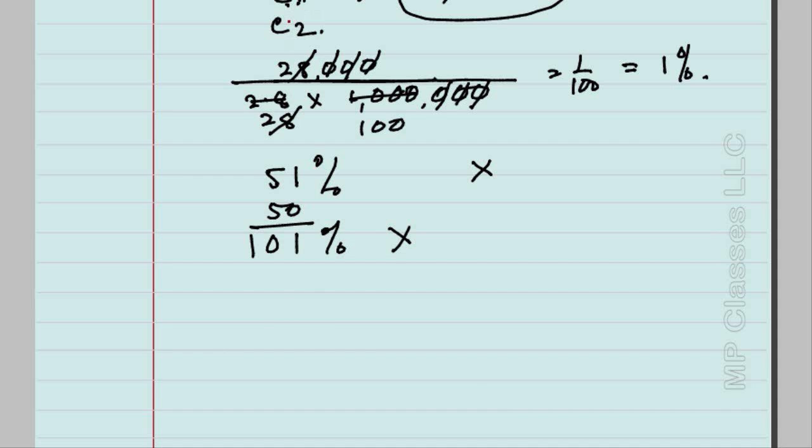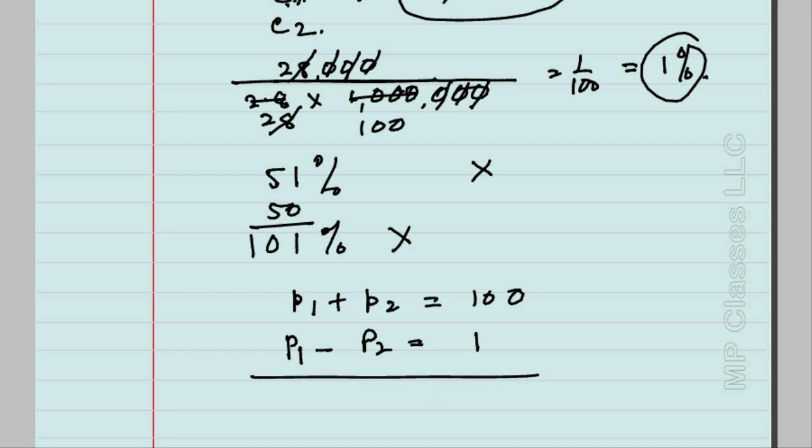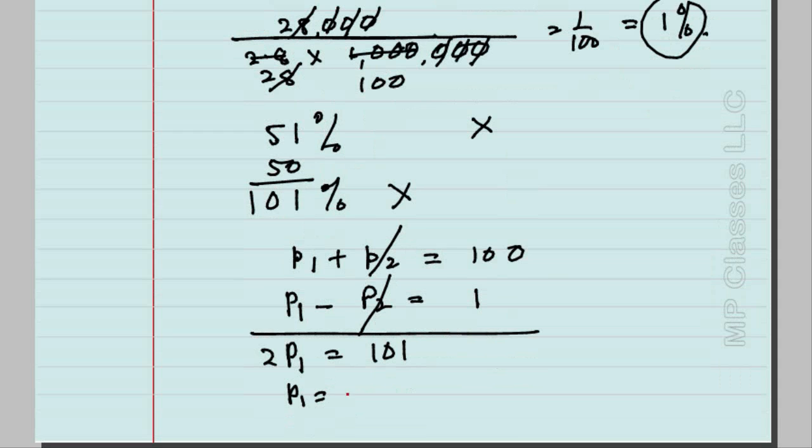So whenever these kinds of problems are there, always put a simple algebraic equation that will not put you on the wrong path. So P1 percent received for candidate 1 plus P2 must add to 100, but it is found that the difference between P1 and P2 is 1%. And so if you solve this, P2 gets cancelled and 2 P1 is 101. So P1 is 50.5%.